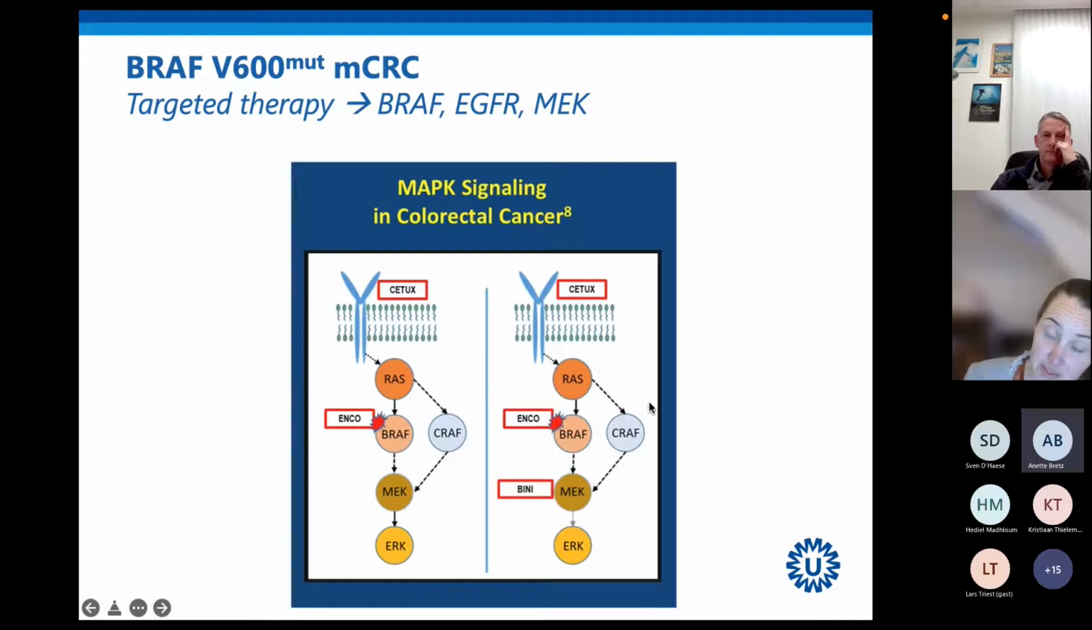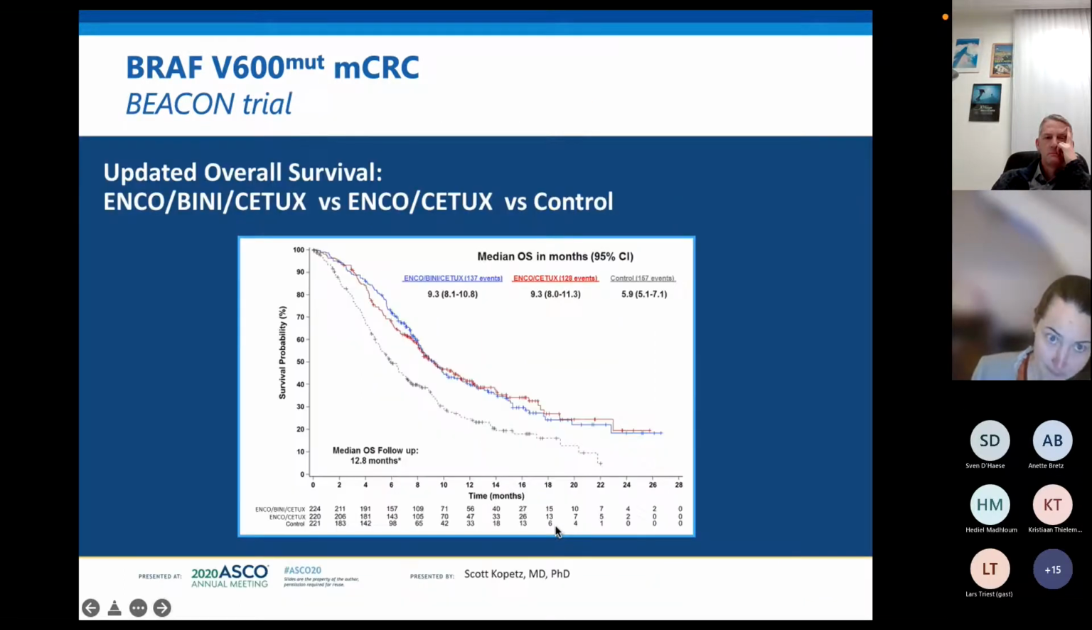This was tested in the BEACON trial. In the BEACON trial, these two arms were included, so with either cetuximab and encorafenib, or with the triplet, in which also MEK, more downstream, was inhibited by binimetinib. This was published in the New England Journal and also presented at a large meeting. So this is the slide from ASCO in 2020. So that's the updated overall survival.